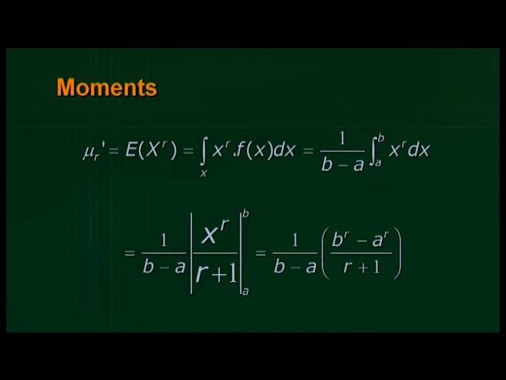By substituting r equal to 1 and 2, we can obtain the expectation of x and the expectation of x square, and hence the mean and variance.